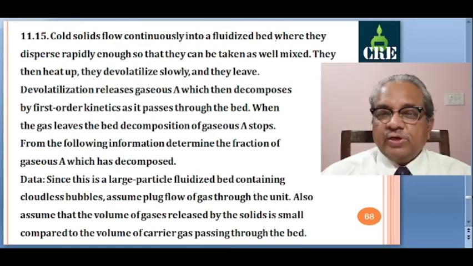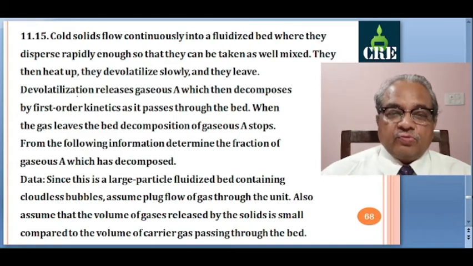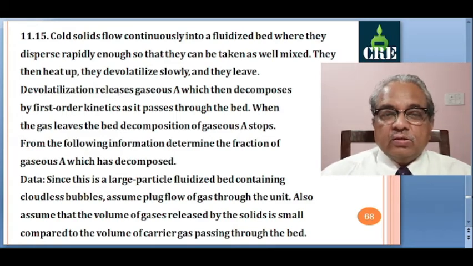So in the fluidized bed, the solids will be well mixed. Cold solids heat up, volatilize slowly and leave. Devolatilization releases gaseous A. So this devolatilization will release gaseous A, which then decomposes by first order kinetics as it passes through the bed.